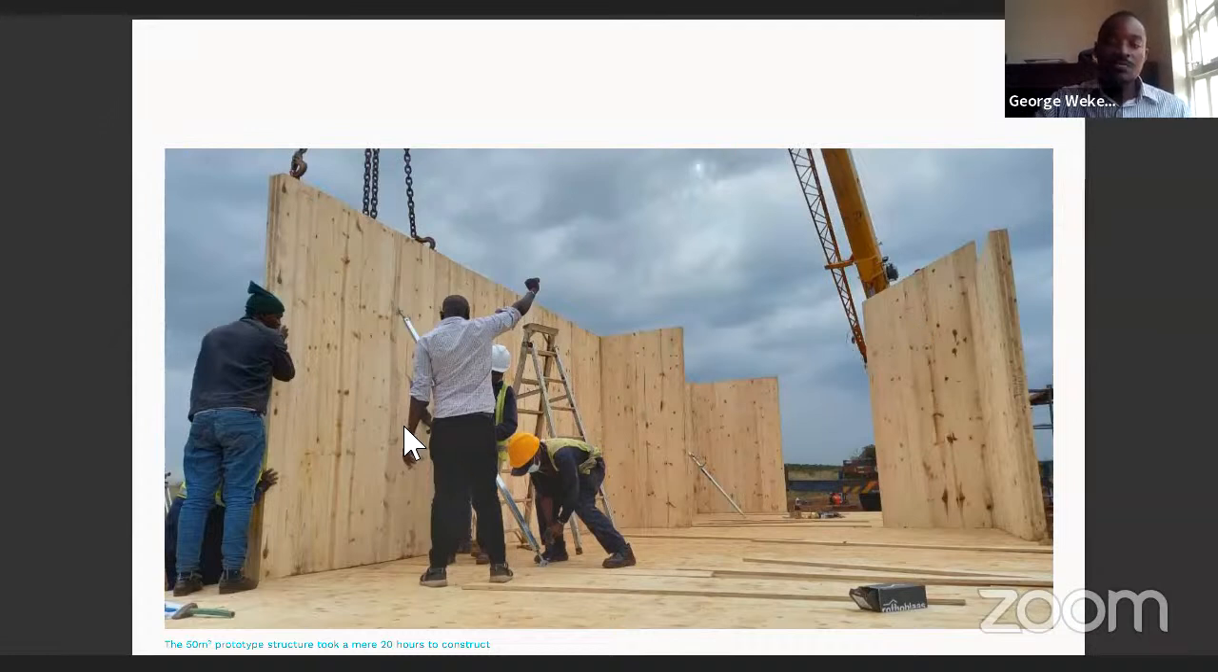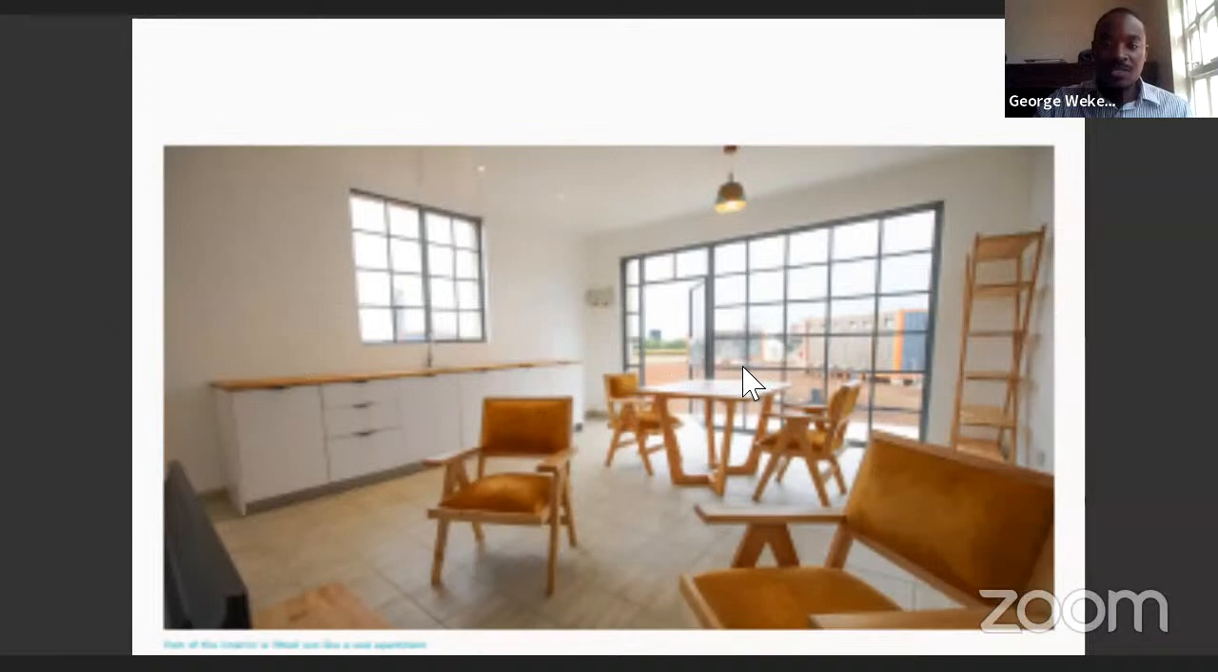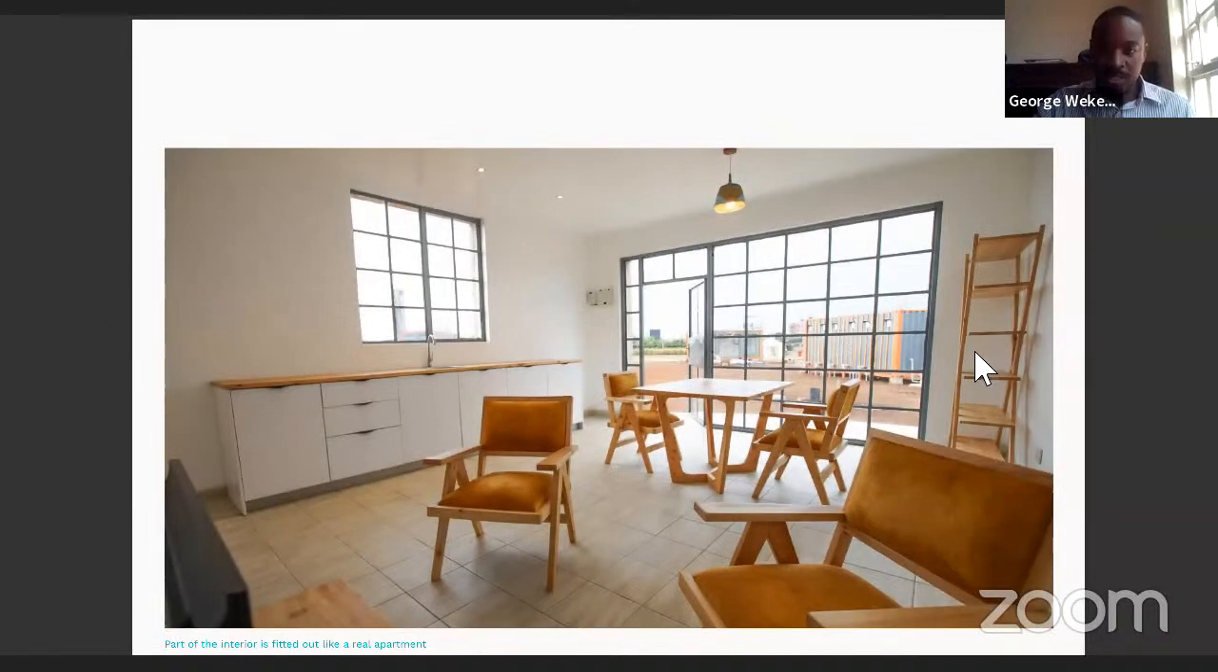It took us 20 hours to set this up, and it looks good on the inside in terms of the final product, but you can just imagine how fast that is in setting up the structure and doing the finishes. It might actually take longer, but the structure took 20 hours. In some cases, you can find that it can actually take less. So we're actually learning as we did this project.